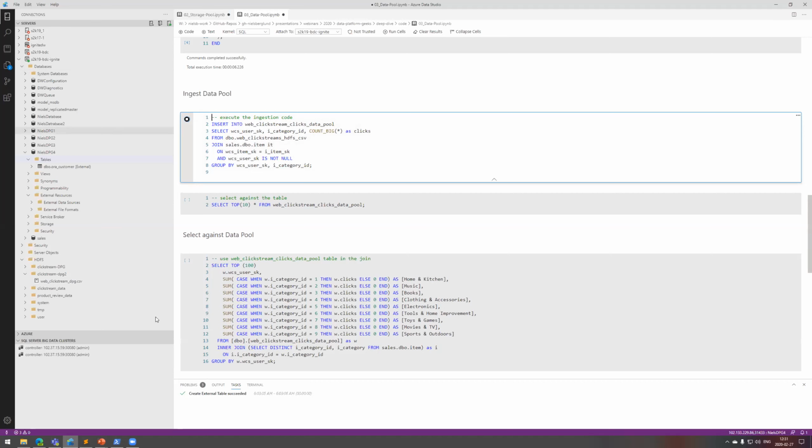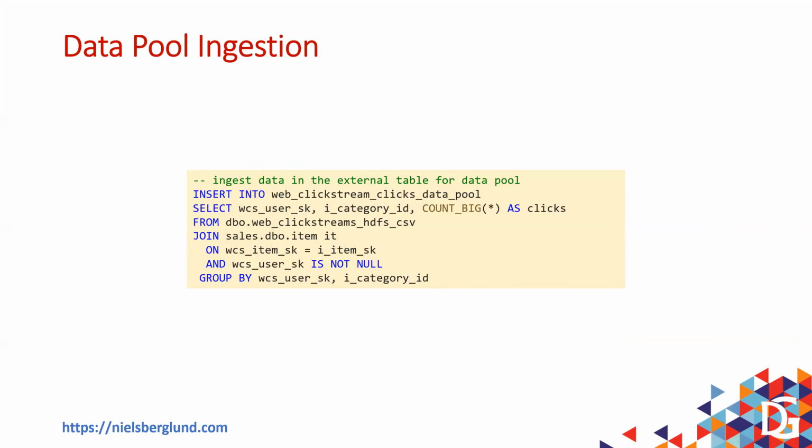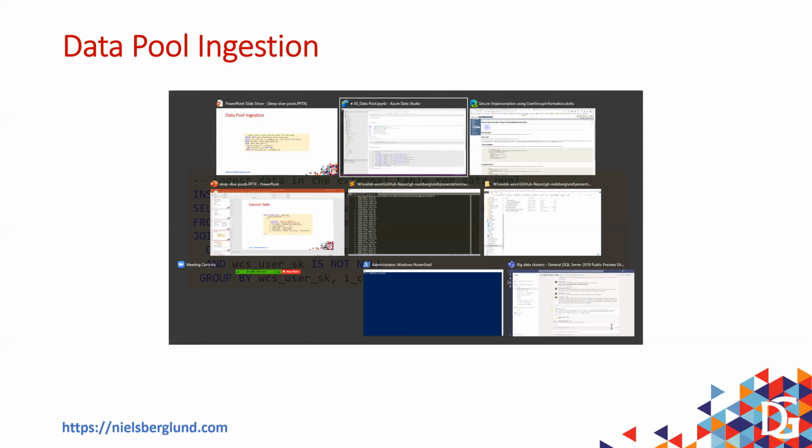And let's go back to the slides for a second. Yes, we have seen that. We have created an external data source. We have created an external table. We have done the web clickstream clicks data pool, and that is running at the moment. And then we are almost done. So let's go back to here.